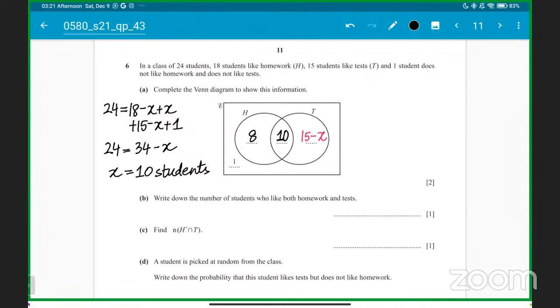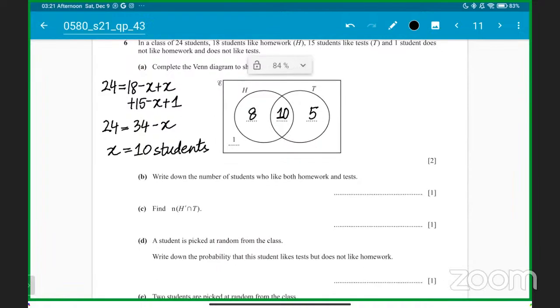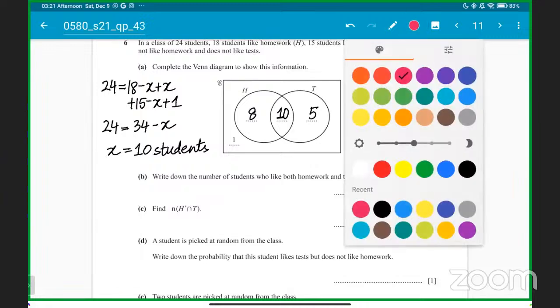There will be only 8 students who only like homework. Follow my wordings, okay? And there will be 15 minus 10, 5 students who will only like test, not the homework, okay? So that's how the Venn diagram is completed. Everyone got it? When you have completed the Venn diagram for 2 marks, they are asking simple questions.